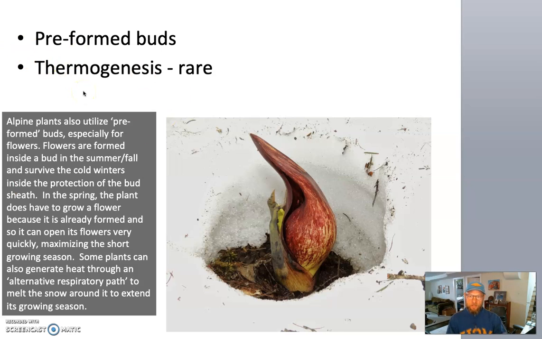Then some plants can actually generate heat to melt the snow. So this picture here is a species that does this thermogenesis. It's a respiratory pathway, but instead of getting the energy out of respiration, it just releases all that energy as heat, and it causes the snow to melt, and so it can start growing and start the reproductive process earlier by getting rid of that snow before it melts in general.